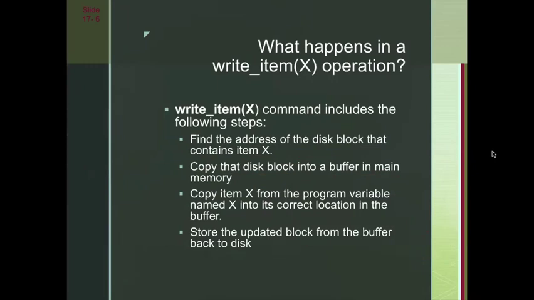The write operation is just the opposite of this. Your data is now in a variable called X in your program. The first step is the same: find the address of the disk block that contains item X, so find where in the disk item X is stored. Copy that block to a buffer in main memory. Then copy item X from the program variable to the correct location in the buffer. So X is first in your program, from the program it is taken to the buffer, and from the buffer it is copied to the disk. So this is what happens in a read and write.